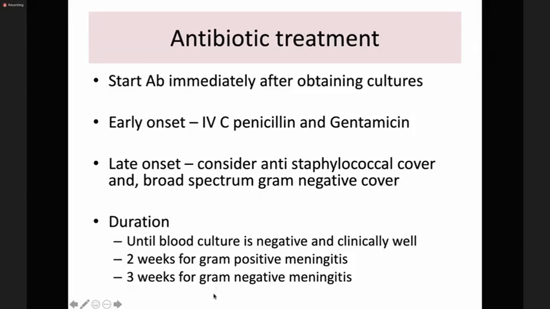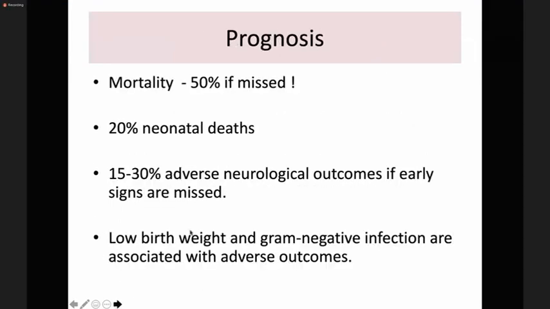But in the case of meningitis, we have to give antibiotics for 2 weeks because it's difficult for us to be doing lumbar punctures again and again, and it may be harmful for the child, to see whether the CSF has cleared. So we give 2 weeks of antibiotics for a gram-positive meningitis like a group B streptococcus meningitis, and 3 weeks for a gram-negative meningitis.